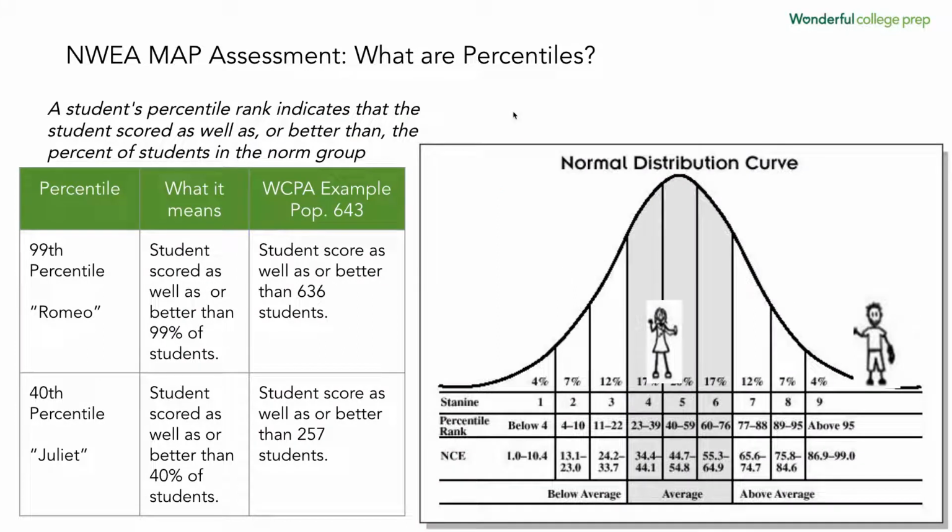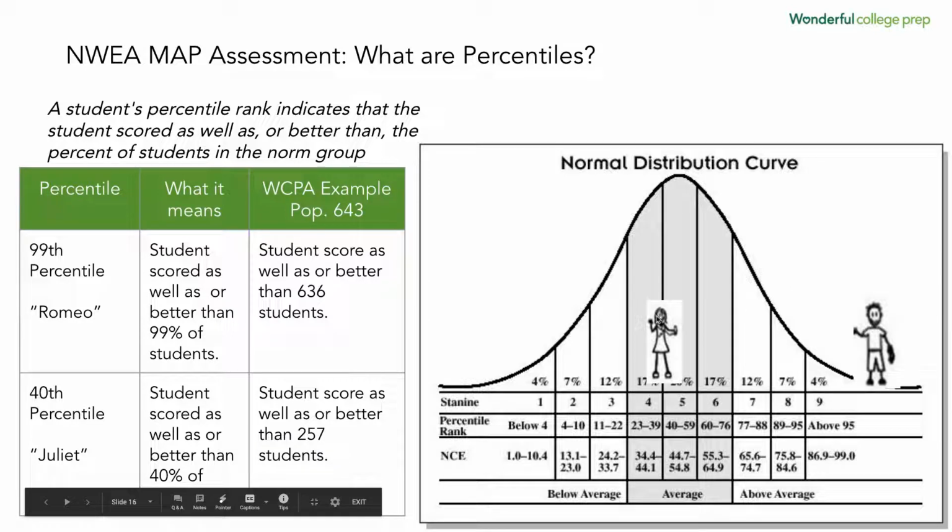Additionally, we can look at percentiles this way so we can see how they are distributed. So again, we have Romeo over here. He's in the 99th percentile. So he scored as well as or better than 99% of all students. That is amazing. Now, based upon our population, that means that that child scored better than 636 students.